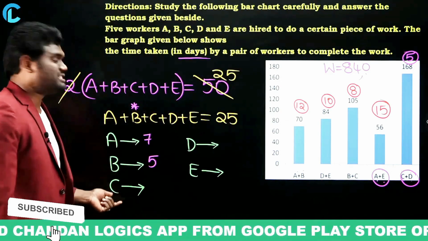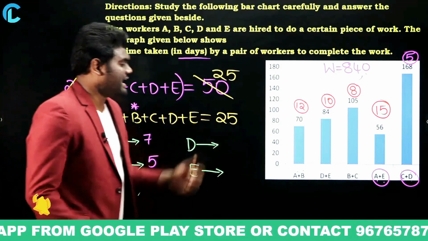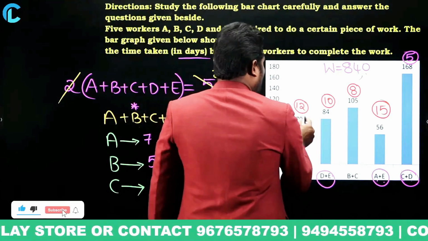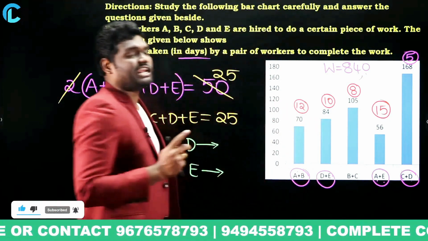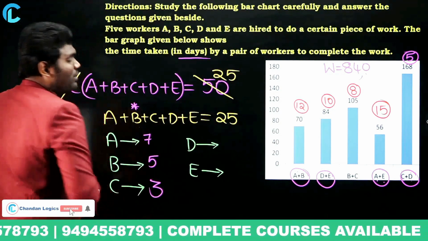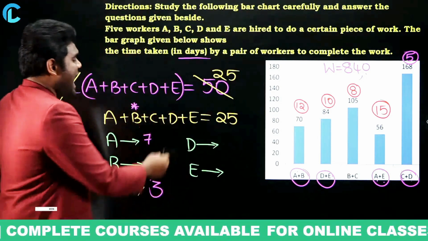Next, I need to know C. If I need to know C, it means I need to subtract A, B, D, E. Yes or no? I need to subtract A, B, and D, E. A, B is 12, D, E is 10, 12 plus 10 is 22. From 25, if I subtract 22, then C will be how much? 3. Is that clear?